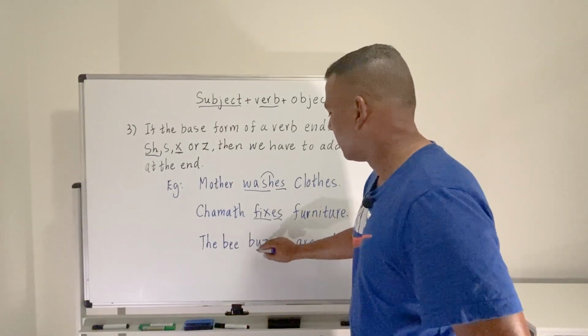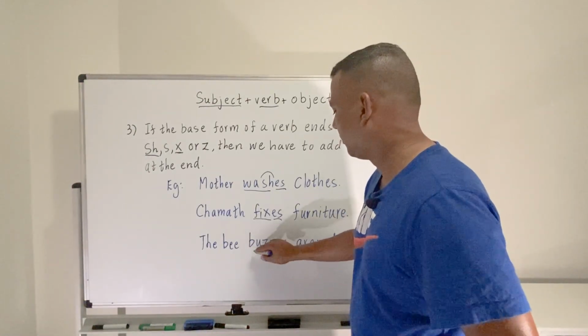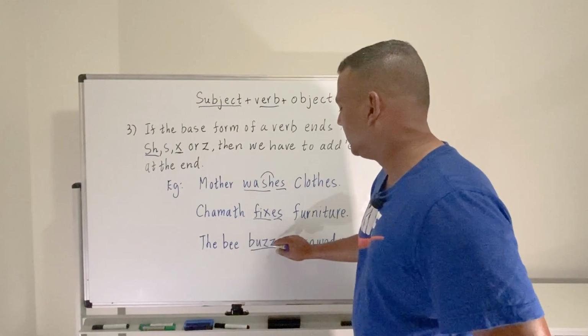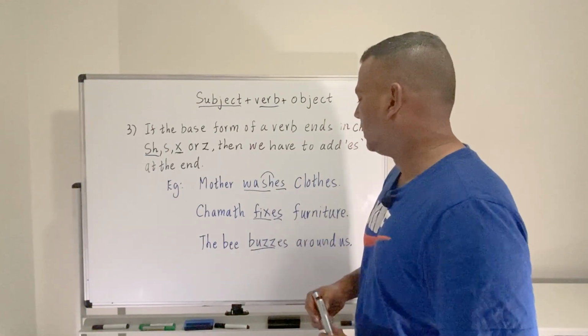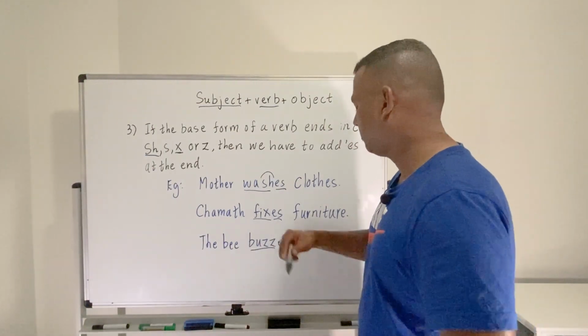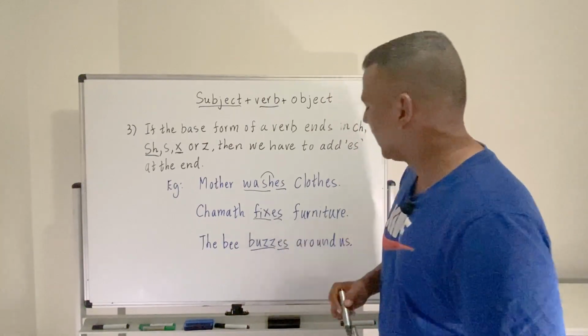So as you can see, the base form of the verb ends in Z. So the relevant modification we have done by adding es to the end.